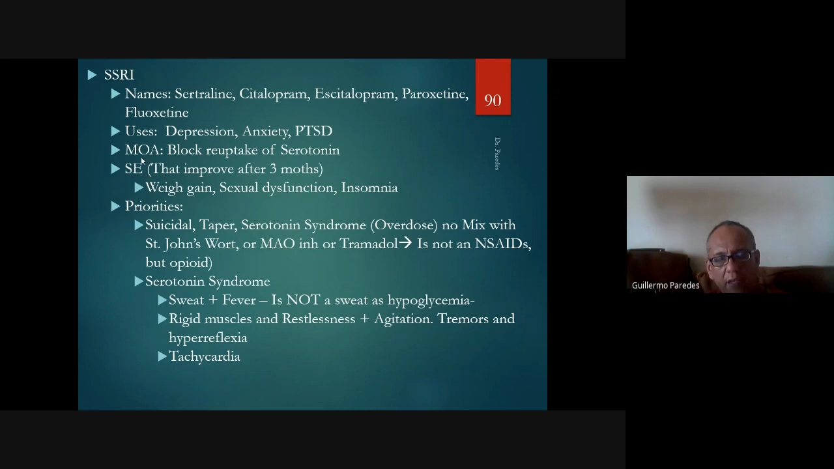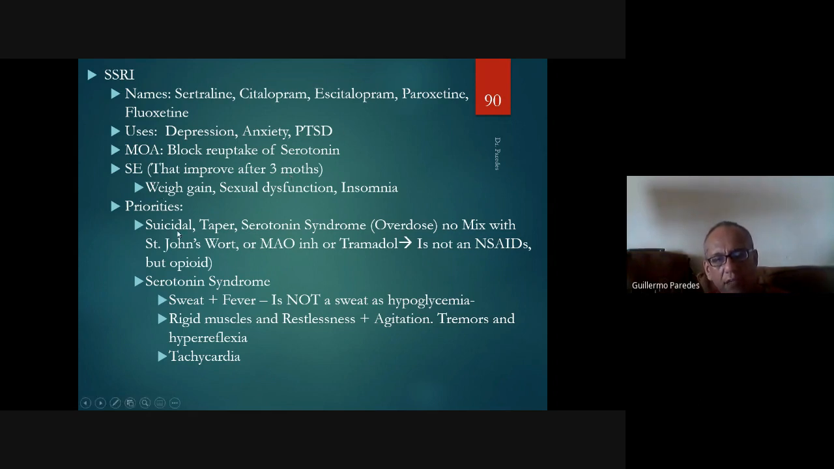Okay, SSRI, the selective serotonin reuptake inhibitor. So we have fluoxetine, sertraline, citalopram. Don't get confused with -pam; this is not a benzo. The SSRI prototype is fluoxetine. Uses: depression, anxiety, and PTSD, post-traumatic stress disorder. All right, so side effects improve after 3 months. Say several weeks you are going to have these side effects. After that, the side effects are going to be more controlled, less and less.